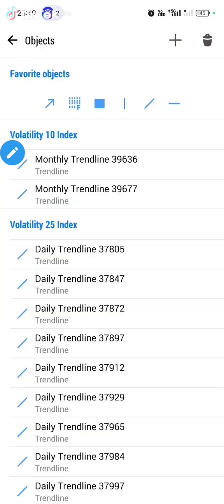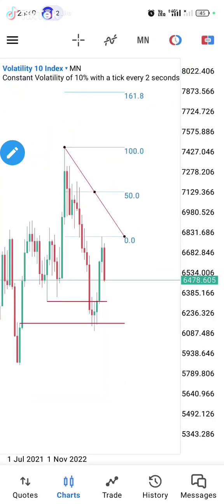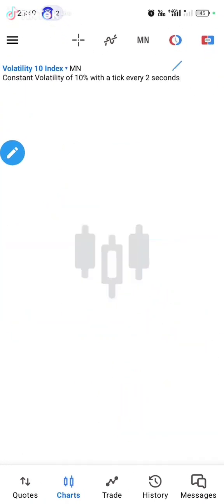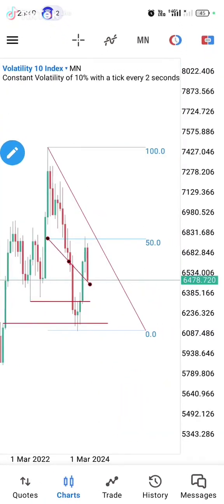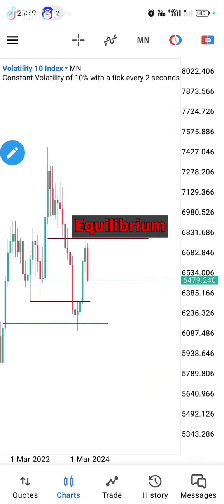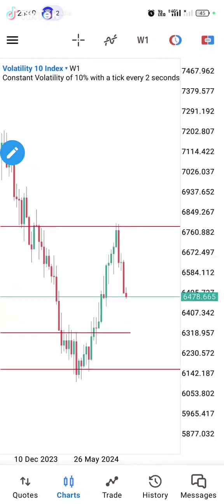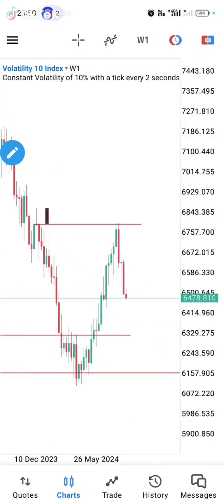Now if I drag out my Fibonacci and mark that high and the low, right now we can see the price is reacting off of the premium, or the equilibrium, and it's headed downwards. So that's what happens. Typically price reacts off of the equilibrium of the premium and discount.